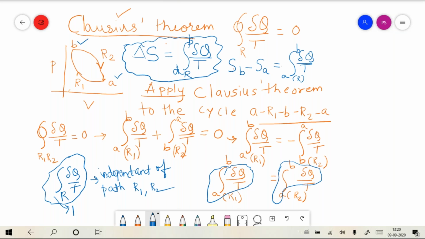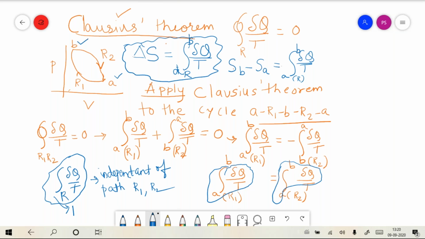Now what we did is that we chose one reversible cycle and represented it on a pressure volume diagram. I have taken only two processes for simplicity. You can take any number of processes, but I have taken only two. The cycle I chose is A R1 B R2 A, and I represented this cycle on a pressure volume diagram.